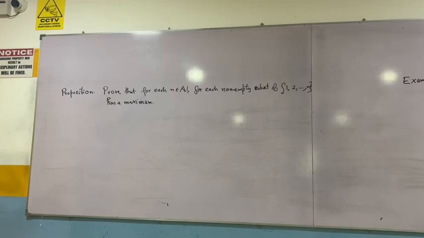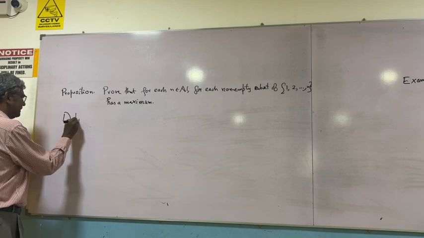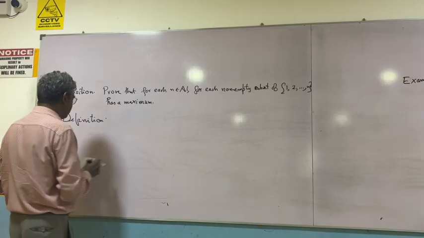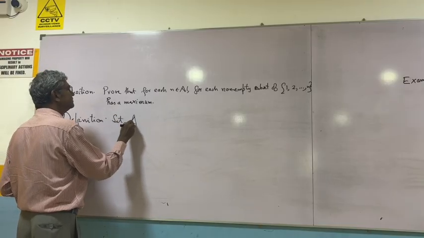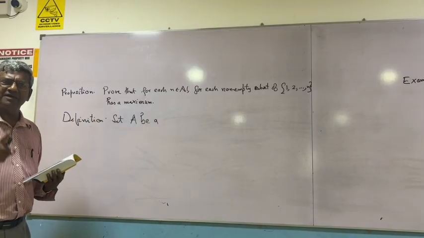For each n belonging to N, for each non-empty subset of 1, 2 up to n. What do you mean by maximum? Maximum is the usual meaning, or... No. Let me write that also. Definition. Even though I am not going to do it now. Let capital A be a non-empty subset of N. Another thing is, see whether you can write the definitions also.